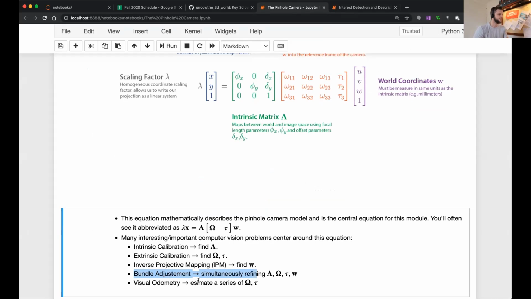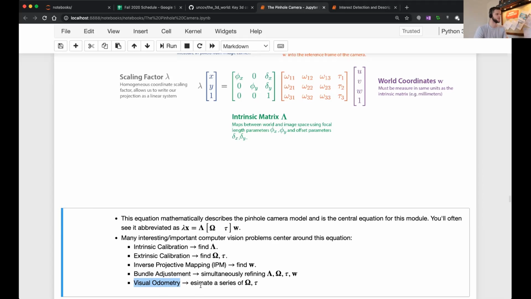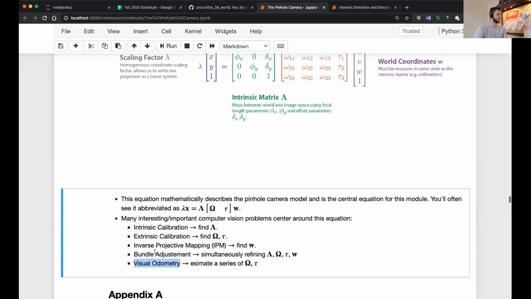And then finally, visual odometry. This is a cool idea. This is using a camera alone to estimate how a camera or a car or a robot has moved through space. So here the idea is if we can estimate omega and tau, given world coordinates and image coordinates, we can know the path that something took through space. So this is used in robotics. There's a bunch of different cool concepts in here that all center around this equation.